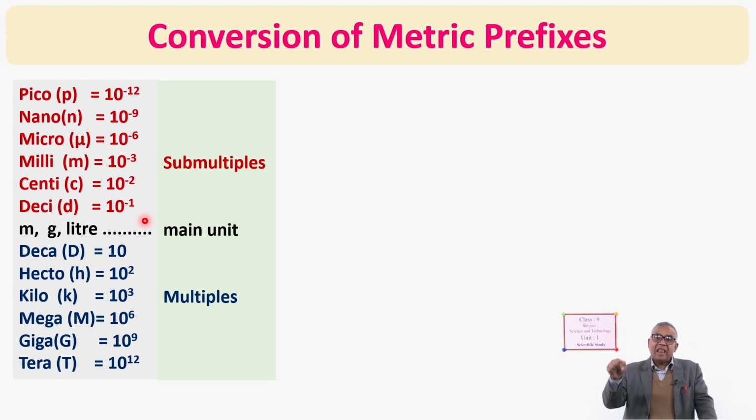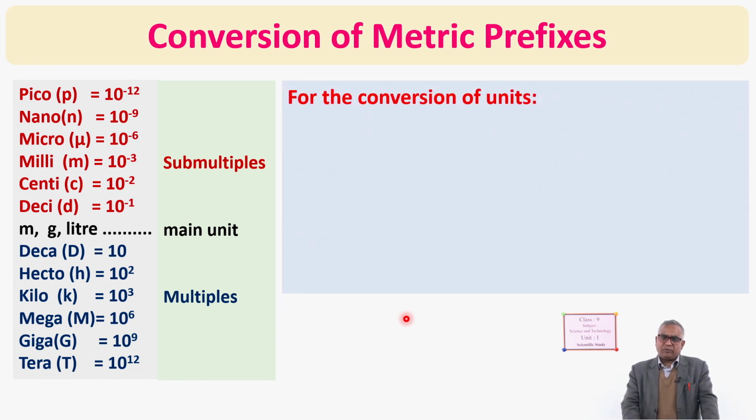That means 10 lakh times smaller than the main unit, 10 to the power minus 6 meter. If 1 meter is divided into 10 lakh parts, then one part will be 1 micrometer. Yes, that is the relation. So if you are changing one type of unit into another type of unit, what things do you have to keep in mind? For that you have to see these points.